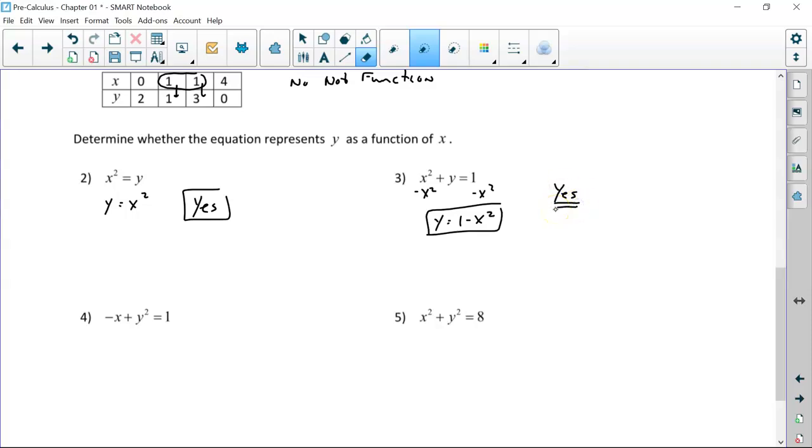Now if we go to problem number 4, once again, let's get y by itself. So add x to both sides. Y squared equals 1 plus x. And now let's take the square root. So y equals. When we're solving by square roots, we get two solutions, the positive solution and the negative solution. So the plus or minus, the square root of 1 plus x. And that plus or minus there messes us up. So no, y is not a function of x, and it's all because of that plus or minus.